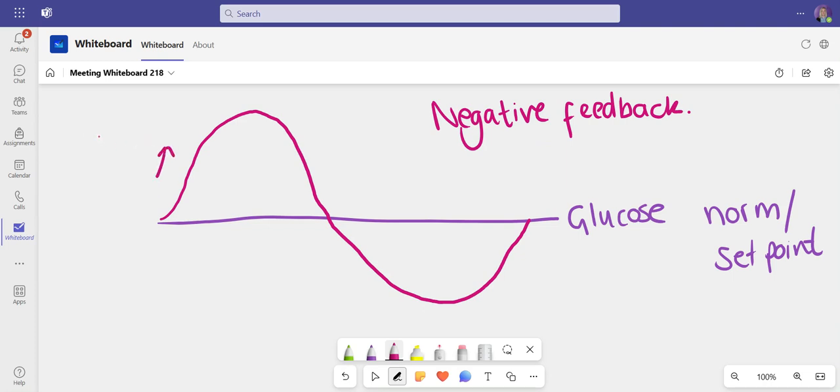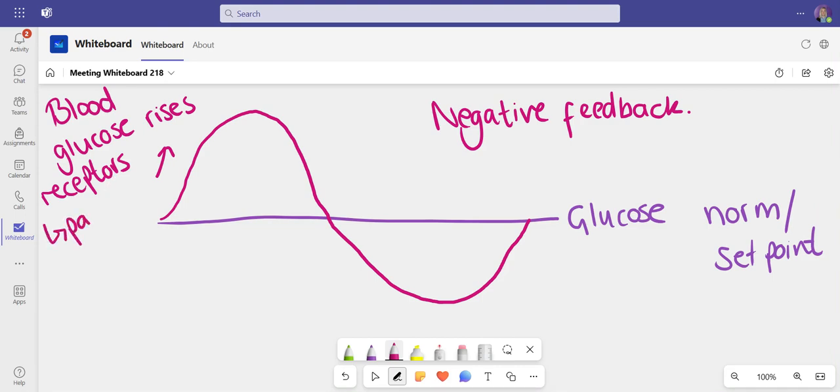So if the blood glucose level rises above the set point, above the norm, the cells that detect that it's too high and therefore bring it back down are some cells in the pancreas. Okay, so they're obviously called receptors, which is always the first point of negative feedback, and they're in the pancreas. Now, the ones that detect when your blood sugar level is too high are called beta cells in the islets of Langerhans in the pancreas.